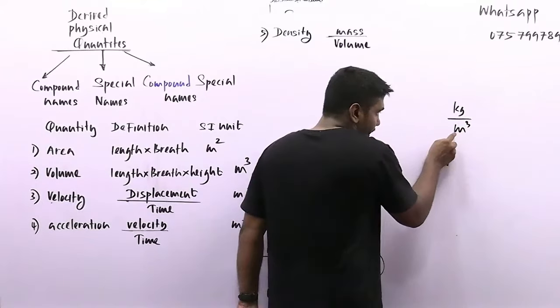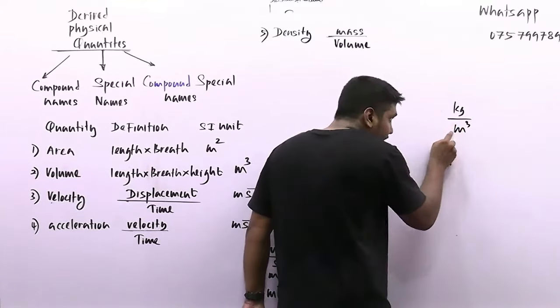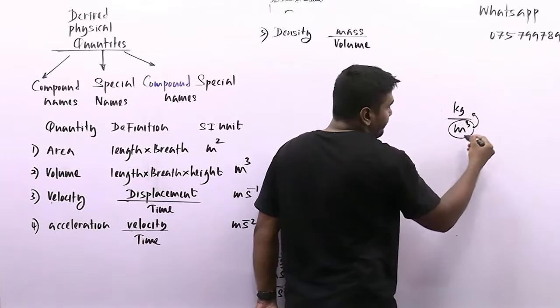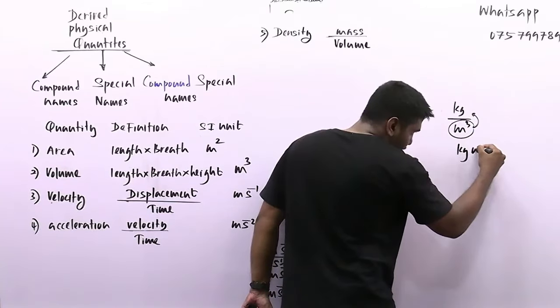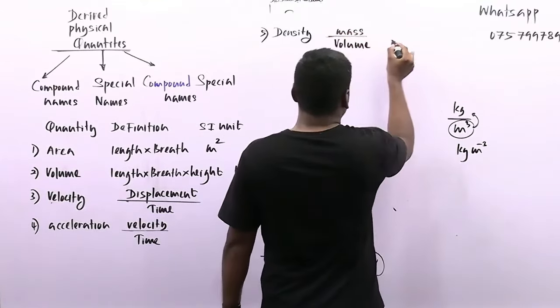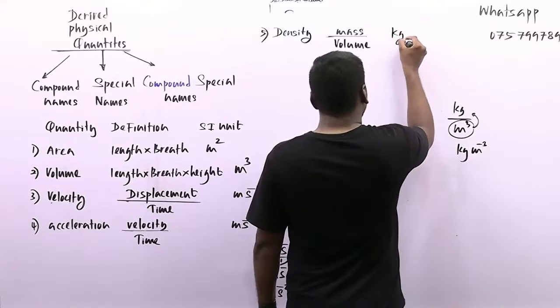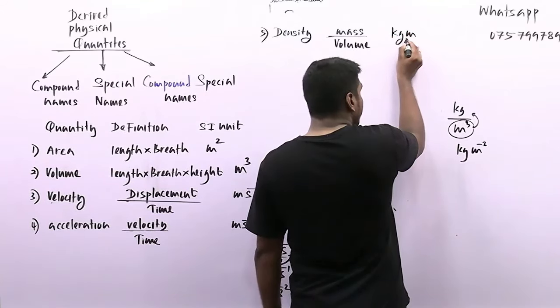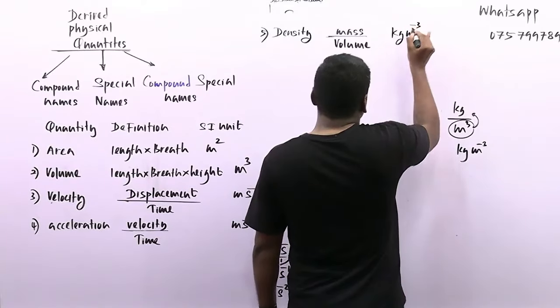When the m to the power 3 is currently in the denominator, if it goes to the numerator, it becomes m to the power minus 3. Then kg, m to the power minus 3. Okay? Then the SI unit of density is going to be kg, with a small gap between kg and simple m, ensure that, m to the power minus 3.